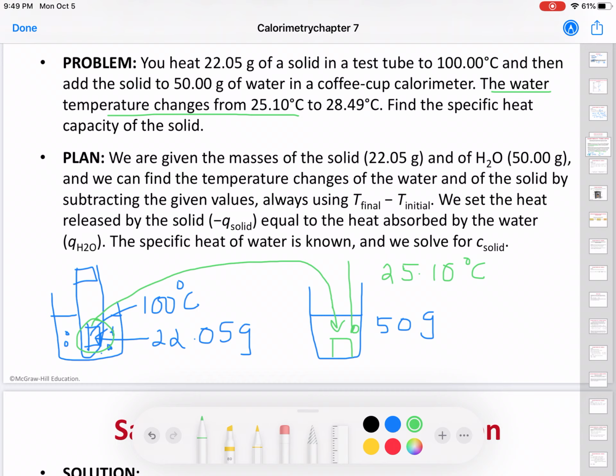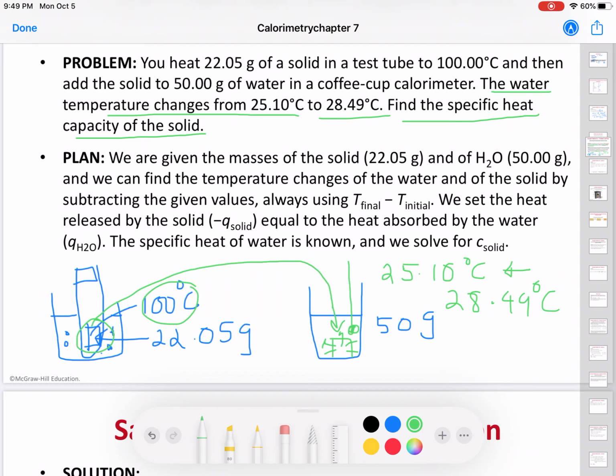Now the metal is hot at 100 degrees Celsius. So the metal is going to lose heat to the surroundings. So what happened to the water in the coffee cup calorimeter? Water will heat up, right? Because the metal is losing heat, water will absorb heat. So this is the initial temperature of the water, and then you monitor with the thermometer to see what is the highest temperature that it reaches. And in this case it reached 28.49 degrees Celsius. Find the specific heat capacity of the solid.